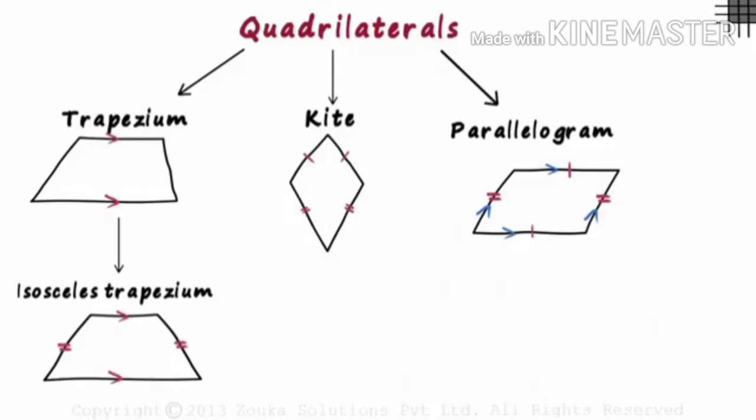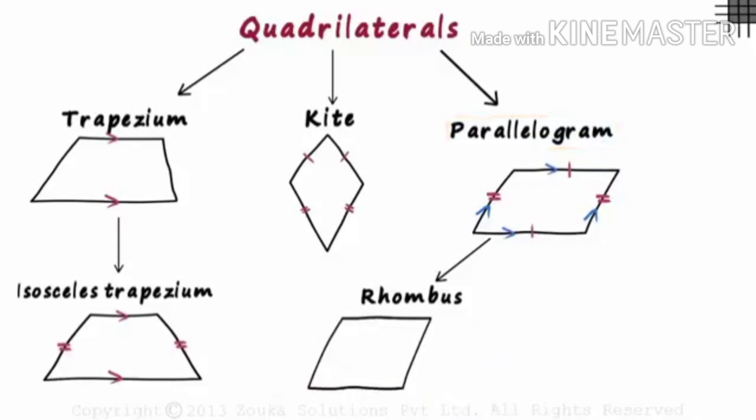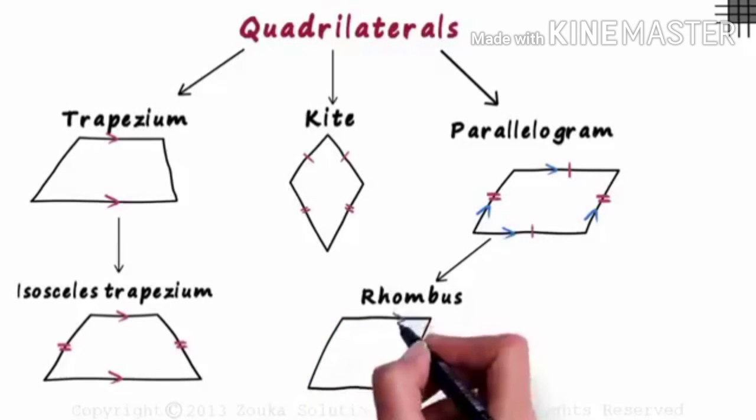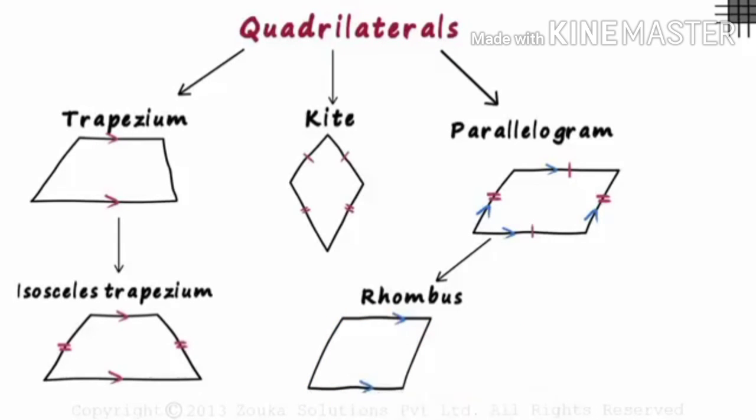And a special case of a parallelogram is a rhombus, which looks like this. Its opposite sides are parallel to each other. This side will be parallel to this side, and this side will be parallel to this side. It has all its sides equal to each other. If you observe carefully, it satisfies all the properties of a parallelogram.